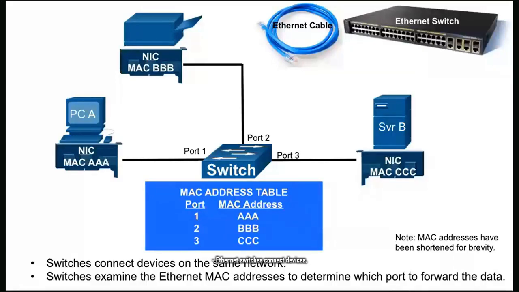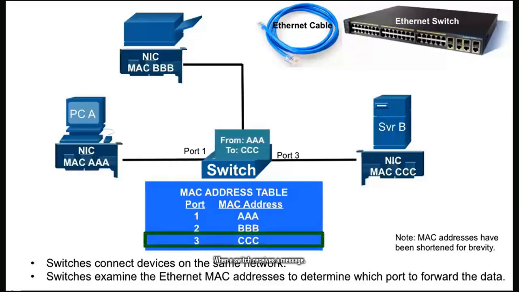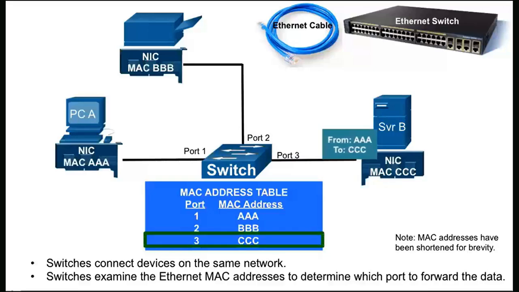Ethernet switches connect devices such as computers, printers, and routers, which are on the same Ethernet local area network. Devices on an Ethernet LAN communicate with each other using Ethernet MAC addresses. The MAC addresses in this video have been shortened for brevity. These MAC addresses are embedded on the device's Ethernet NIC, network interface card. For example, when PC A sends data to server B, it does so by sending that message to the server's Ethernet MAC address, CCCC. When a switch receives a message, it examines the destination MAC address in the message to determine which port to forward the data.